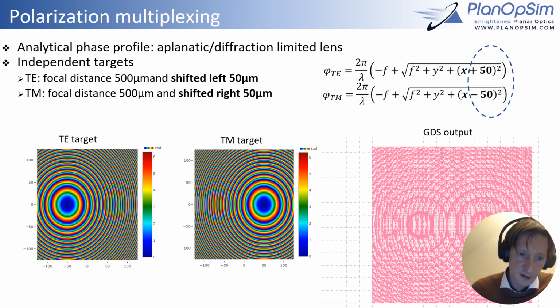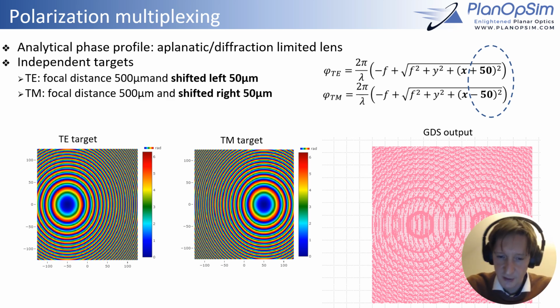And then we create a component like here. So we give a different target for the TE phase, where we shift the focal point to the left. For the TM polarization, we shift the focal point to the right. We simultaneously create these two wavefronts. We see here the corresponding GDS, where you see quite nicely that indeed there are these two overlaid phase profiles visible in the fabrication GDS as well.